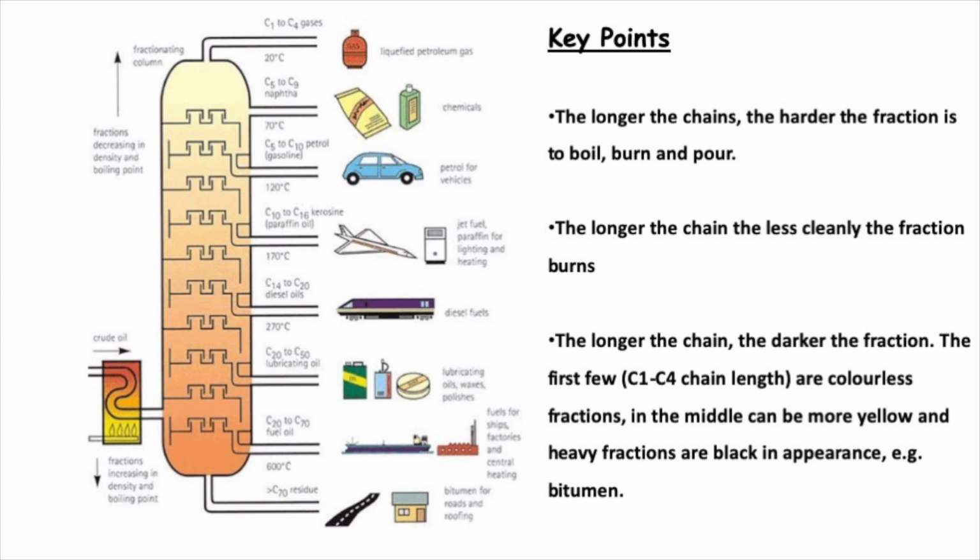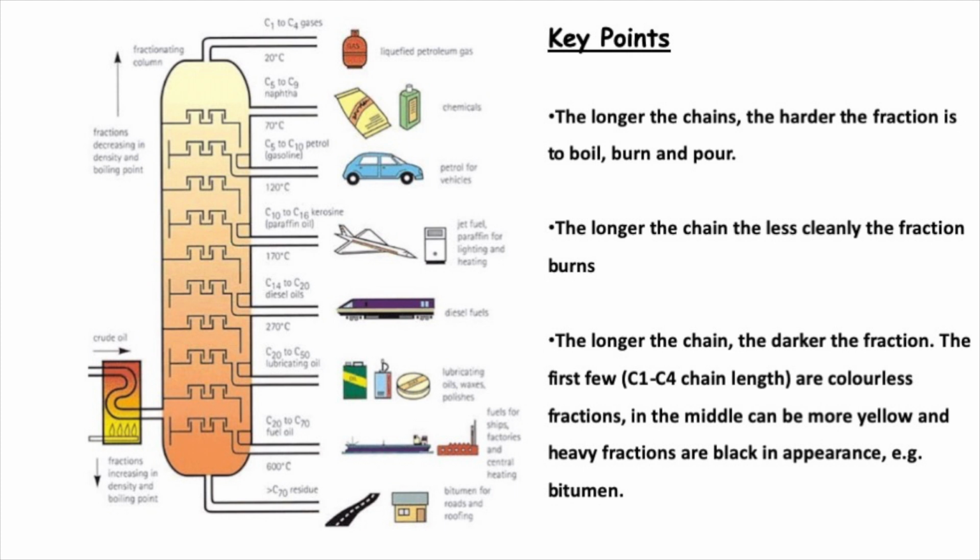Now, before we look at some past paper questions, it's important to reinforce some key points. So first of all, the longer the hydrocarbon chains, the harder the fraction is to boil, burn and pour. So for example, bitumen is part of the residue fraction, and the residue fraction has more than 70 carbons in the chain. Now this is going to be a lot harder to boil, burn and pour than, say, the petrol fraction, which has between 5 and 10 carbons.